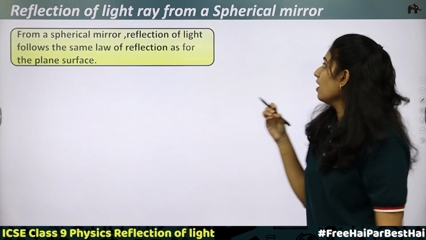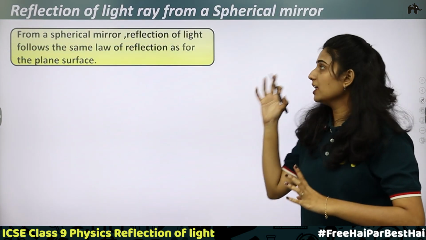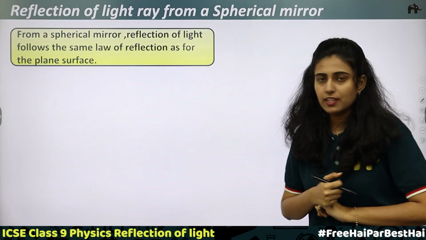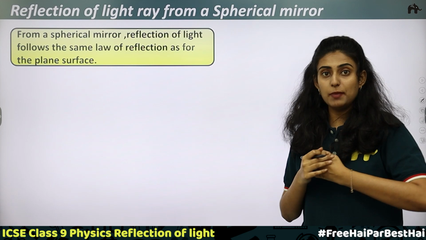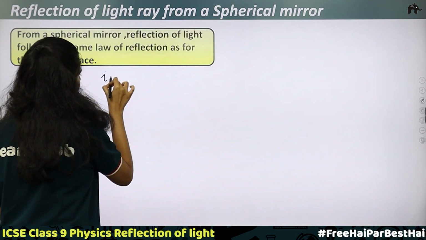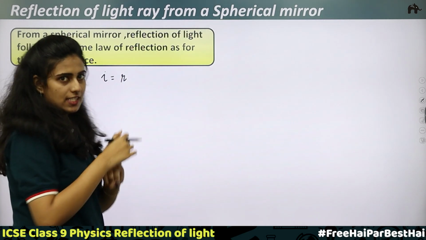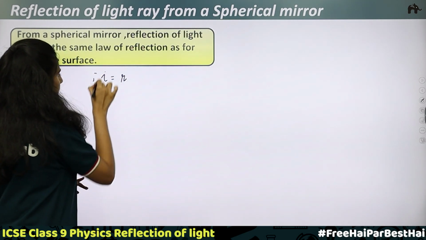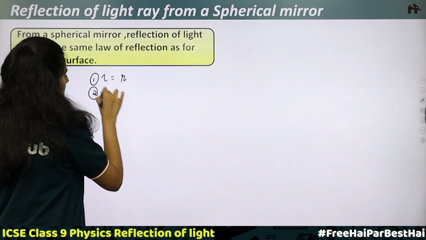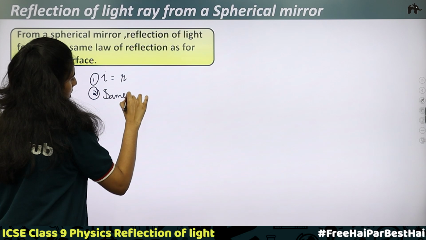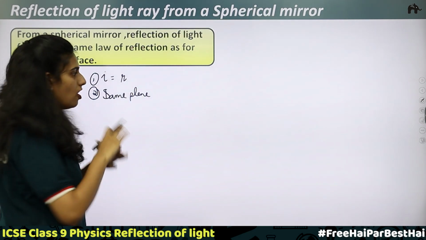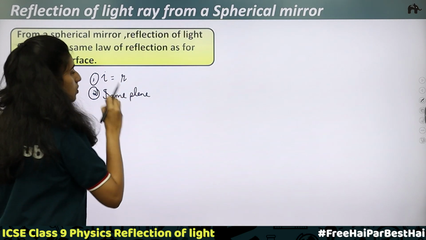Reflection of light rays from a spherical mirror obeys the laws of reflection. You remember the laws of reflection? We have discussed them in the case of a plane mirror. The first law is that the angle of incidence is always equal to the angle of reflection. The second law is that the incident ray, the reflected ray and the normal at the point of incidence all lie on the same plane. So these are the two laws of reflection.